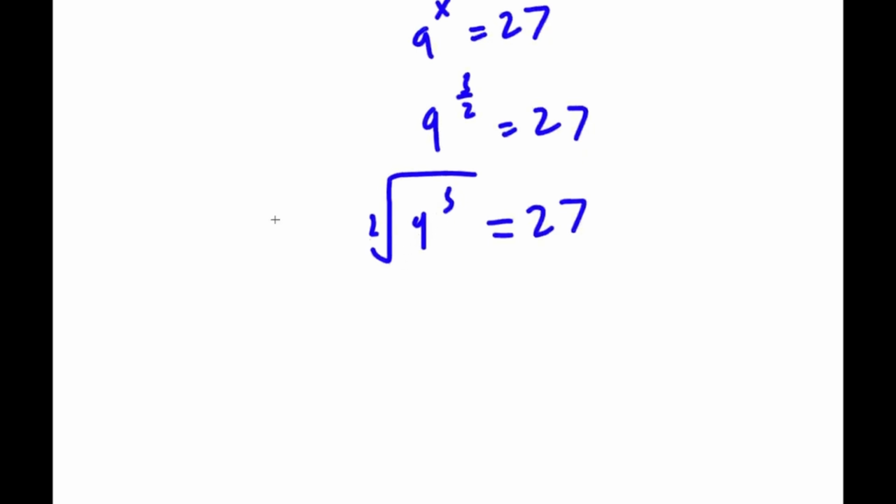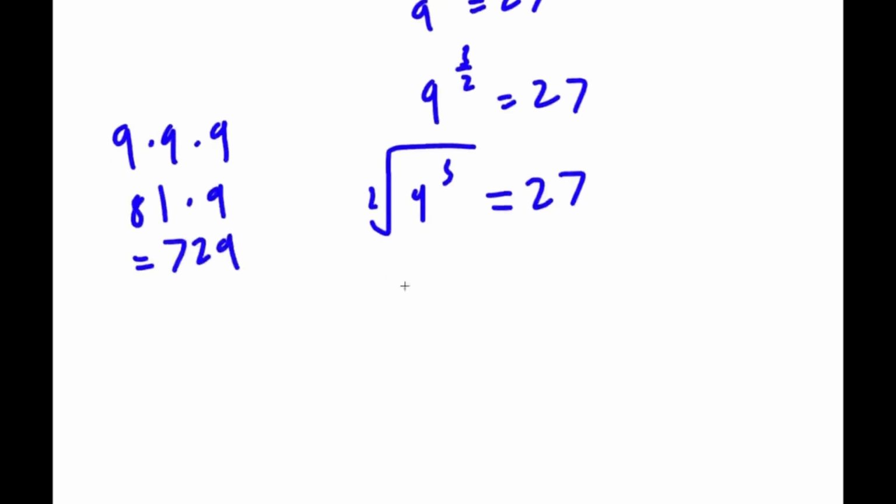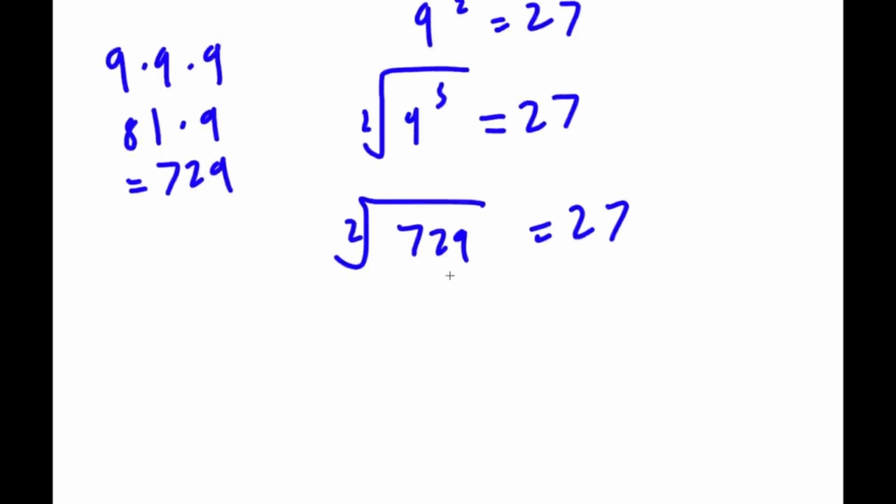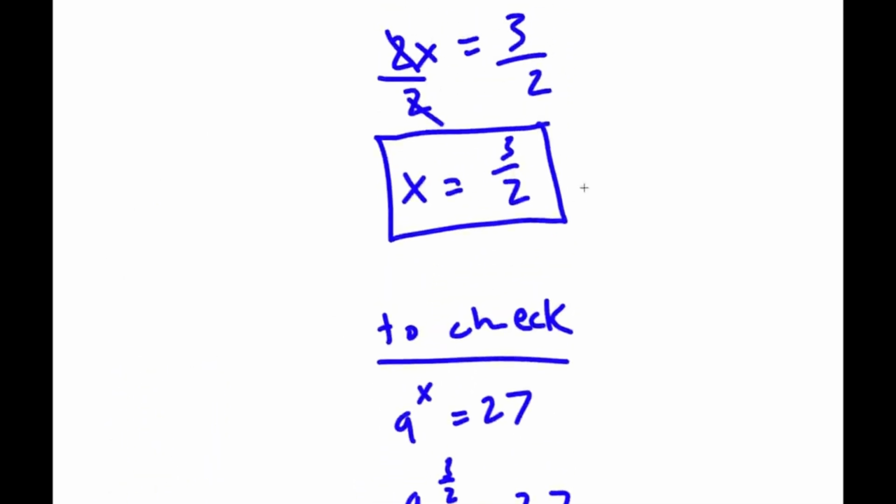Now 9 to the power of 3, well that's 9 times 9 times 9. 9 times 9 is 81, so 81 times 9, which is equal to 729. So now I have the square root of 729 is equal to 27, and the square root of 729 is 27. So if 27 is equal to 27, because this is right, our solution is right.